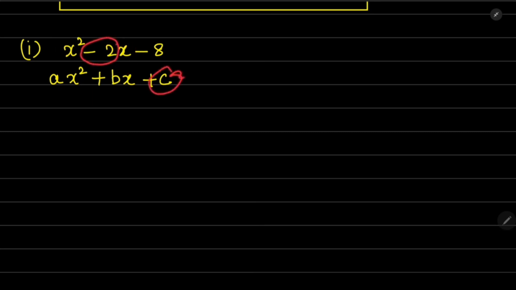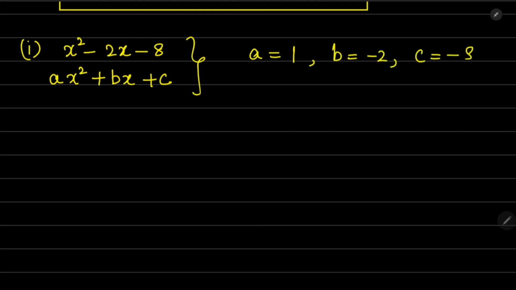Minus 2. What is the coefficient of c? What is the constant c? It is minus 8. So on comparing, we get a is nothing but the coefficient of x square, which is 1 in our question. So a is 1. What is b? Minus 2. B is nothing but minus 2 and c is nothing but minus 8.